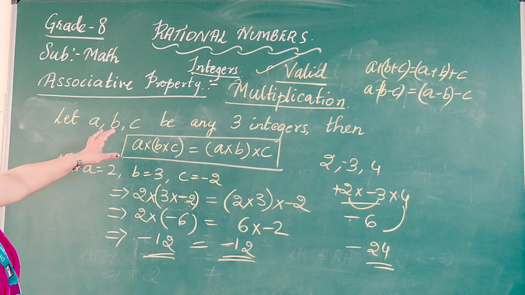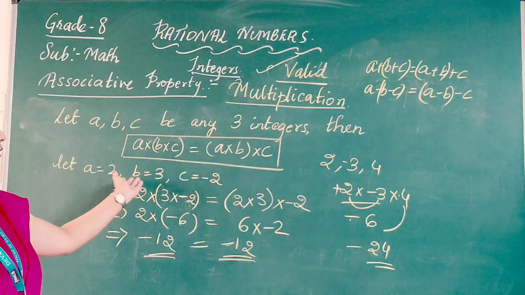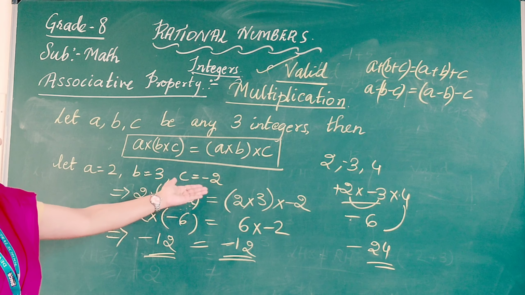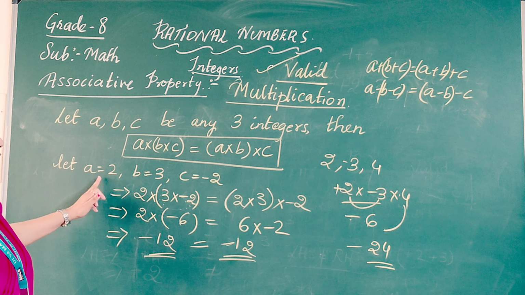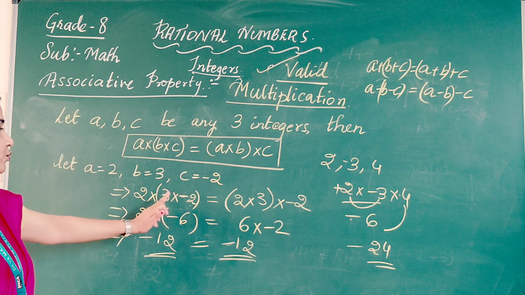So what I did is, first the formula is A into B into C is equal to A into B into C. Right? So I have taken A, B, C some numbers and I have multiplied this. A is 2, B is 3, and C is minus 2. So I have substituted this in this formula.